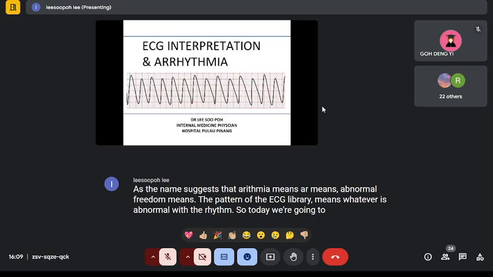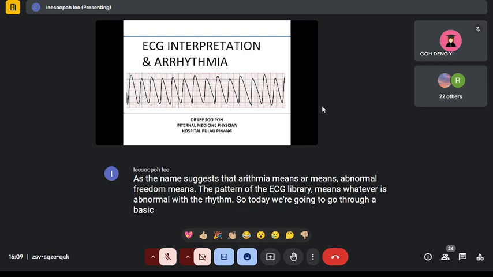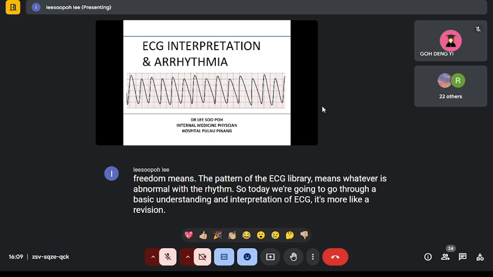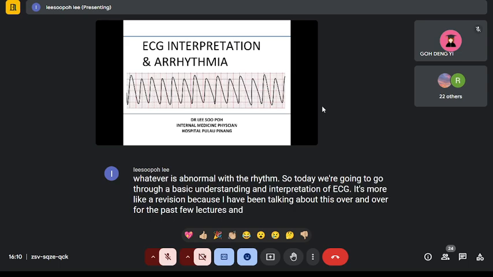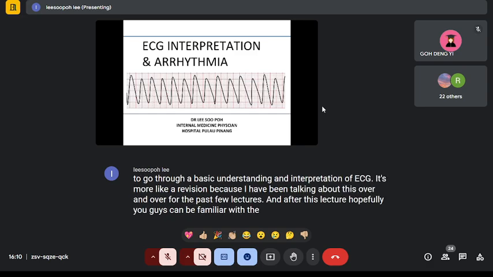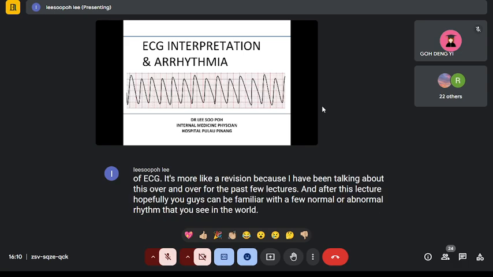So today we're going to go through a basic understanding and interpretation of ECG. It's more like a revision because I have been talking about this over and over for the past few lectures. After this lecture, hopefully you can be familiar with a few normal or abnormal rhythms that you will see in the ward.